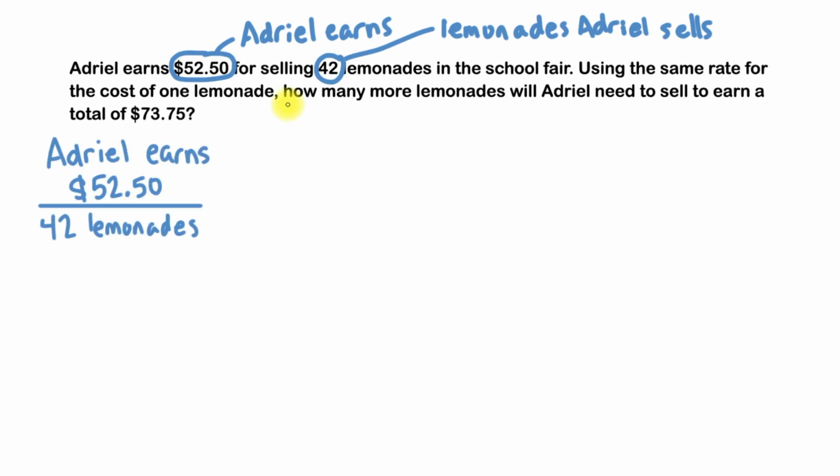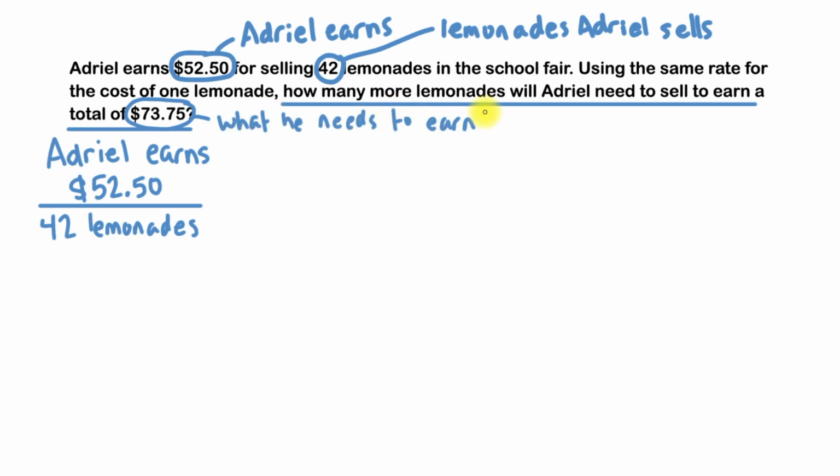And the question we're being asked is, how many more lemonades will Adriel need to sell to earn a total of $73.75? So let's circle 73.75 and label it as how much he needs to earn. Now we have to be very, very careful. Even though we do need to find out how many lemonades Adriel needs to sell to earn $73.75, they're asking us not just how many lemonades, but how many more lemonades he'll have to sell.